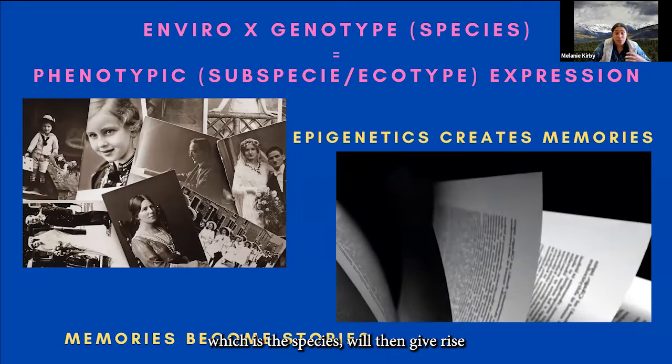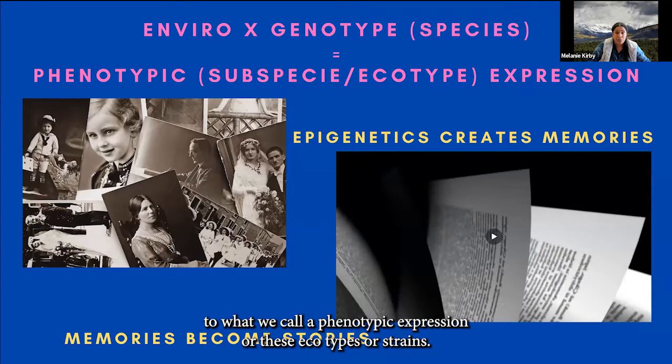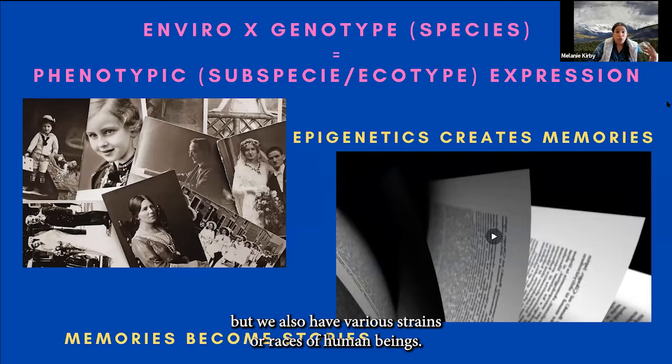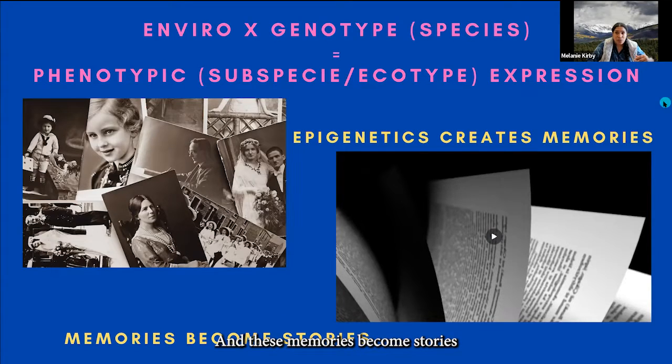And so the environment times the genotype, or times the genetics, right, cross the species, will then give rise to what we call a phenotypic expression, or these ecotypes or strains, right? That's how speciation even really occurs, how you get varying differences among different organisms. So for instance, with humans, we all are human beings, but we also have various strains or races of human beings. And their experiences really do create memories, and these memories become stories.